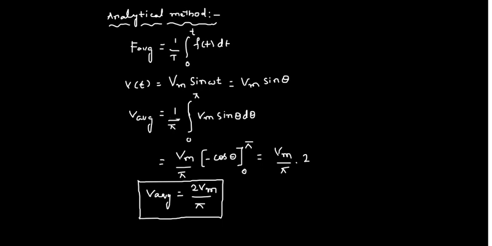So this is how we can calculate the average value of alternating quantities with the help of the mid-ordinate method as well as the analytical method.